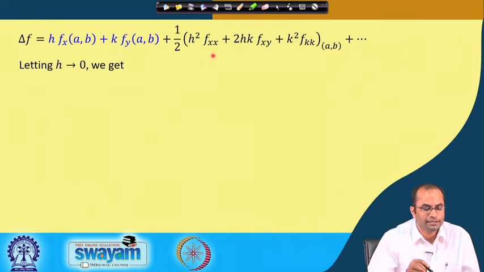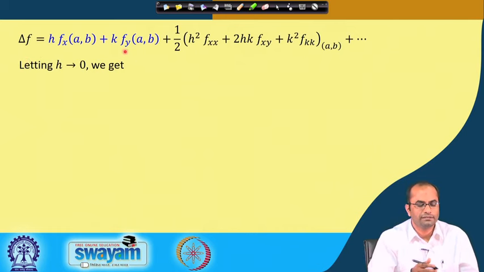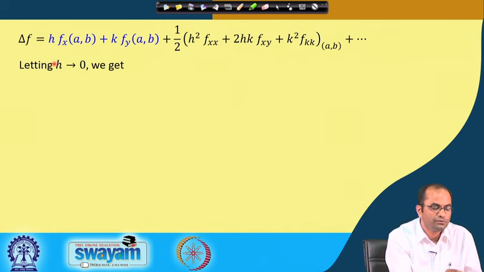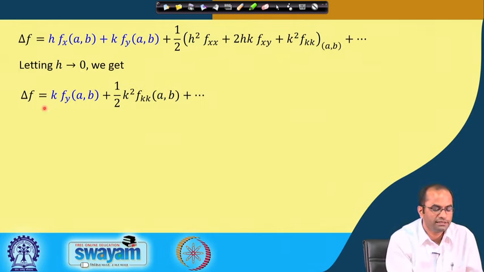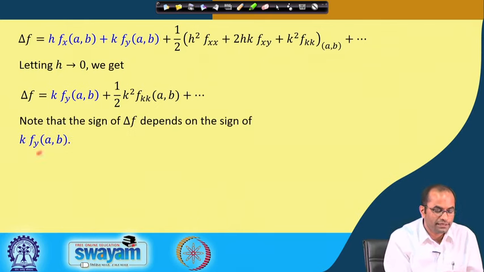So, we have this delta f, and first let this h tend to 0 here, because we are still in the neighborhood, and then there will be a k in the direction of y. If we let h tend to 0, we are still in the neighborhood of this point (a, b), then delta f will be k times f_y, and then the k square, k cube terms will be coming there. So, let me just again repeat the argument we had in the previous slide.